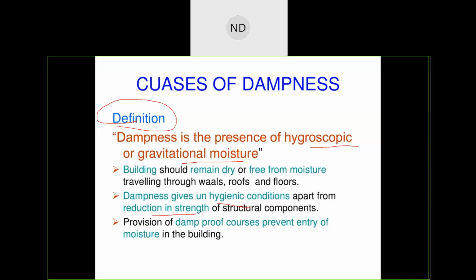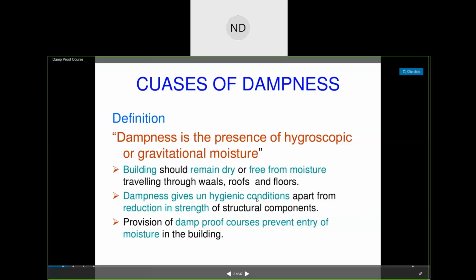Why? Because obviously when the moisture is attacking, it will become weaker. It is going to attack the chemicals or the concrete, and then it is going to decrease the strength. Provision of damp proof courses prevents entry of moisture in the building, and that's why damp proofing courses are used. Damp proof is used so that we can prevent the entry of moisture while raining, etc. It doesn't enter your house through your walls. So this is your dampness.